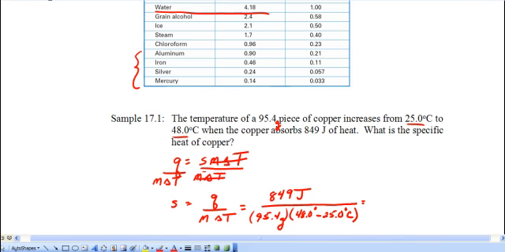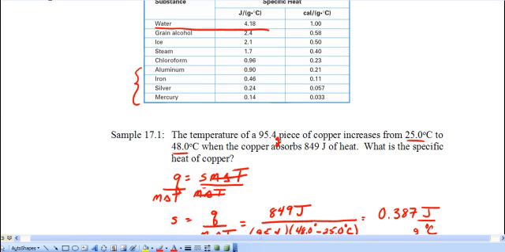So we have 849 divided by 95.4, and then again divided by the change in temperature, which is actually a total of 23 degrees Celsius. And it looks like we get a specific heat of 0.387. And the units on that are going to be joules per gram per degree Celsius, just like the units that were given above for the specific heat, where you have joules per gram per degree Celsius right here.